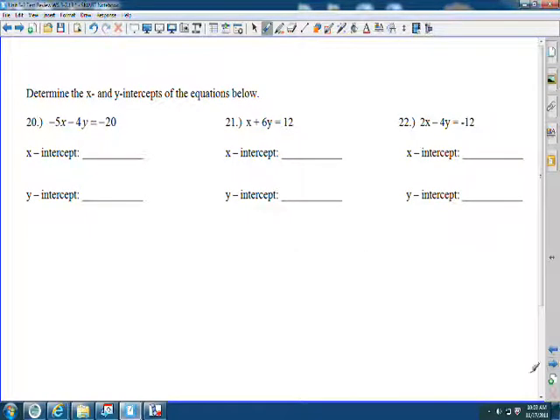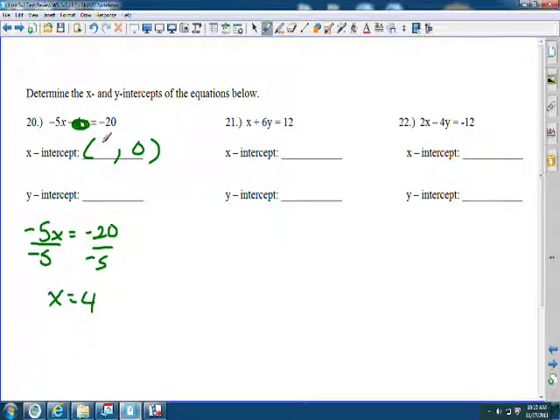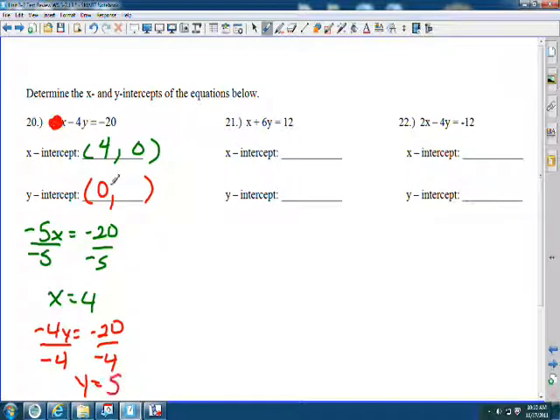Number 20, we have the x and the y-intercept. The x-intercept, remember the y is going to be 0, so cover up the y. I get negative 5x equals negative 20. Divide by negative 5, and x equals 4. So my x-intercept is 4, 0. Now my y-intercept, I'm going to cover up my x. And remember, I've got 0 and then whatever the y number is. So I have negative 4y equals negative 20. I'm going to divide by negative 4. Y equals 5.